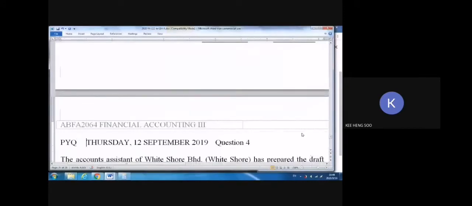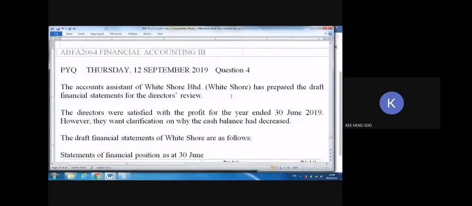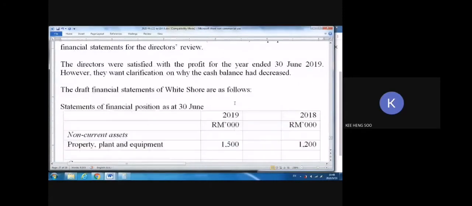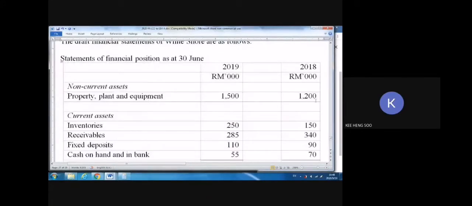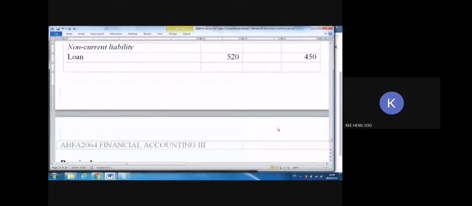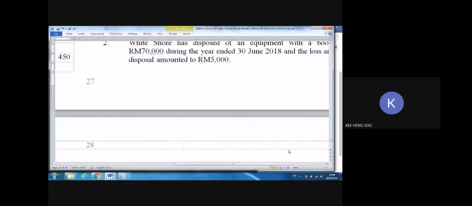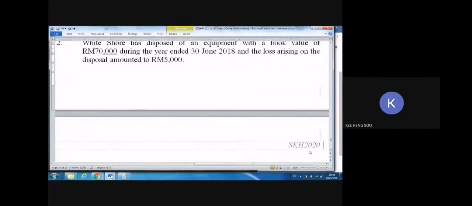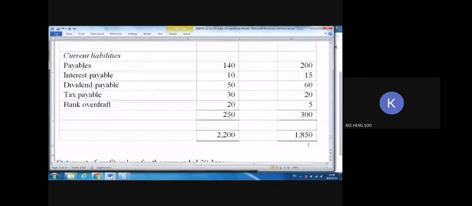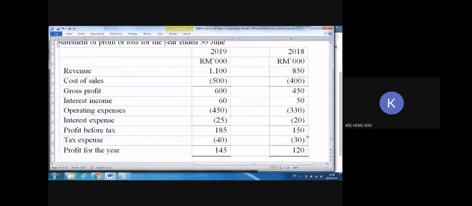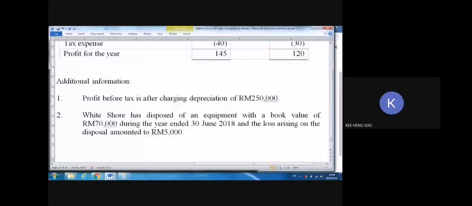Now, this question I want you to work it out yourself because the answer is already given to you here. The account assistant of Y Show prepares the draft financial statement. So can you see the question is very similar to the earlier question? Also, when this question was set up from the branch campus, sorry to tell you that they copy, cut and paste. That's the thing I worry about. Table of profit and loss is given to you here. Additional information: profit before tax is after charging depreciation of 250.